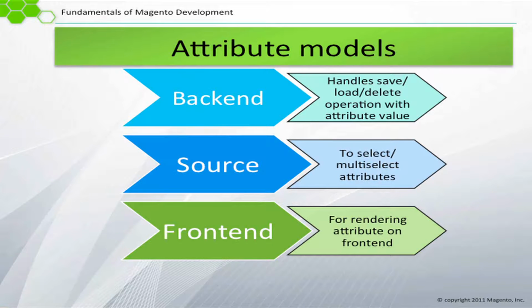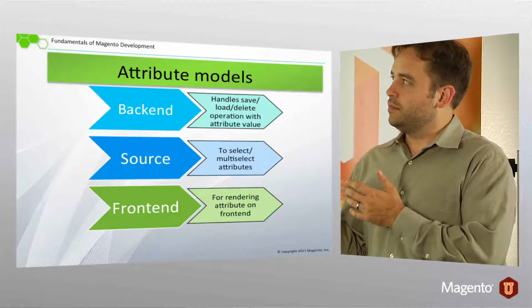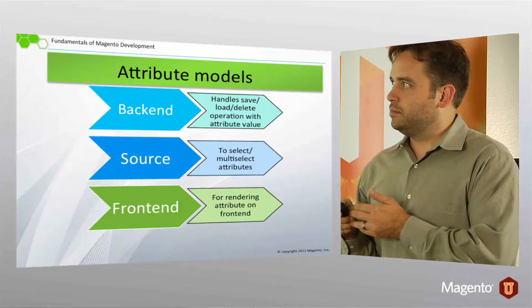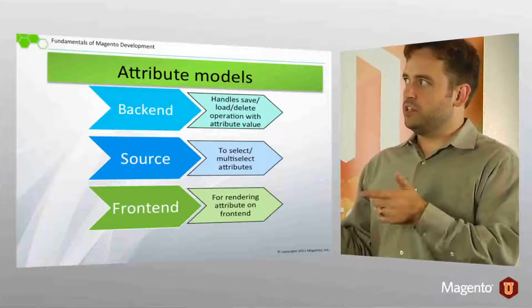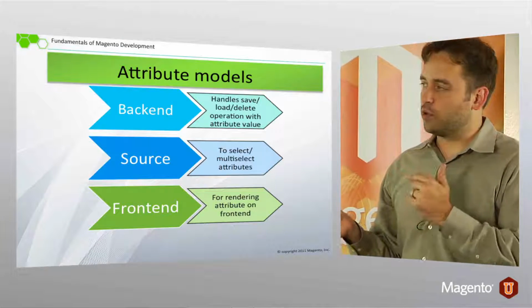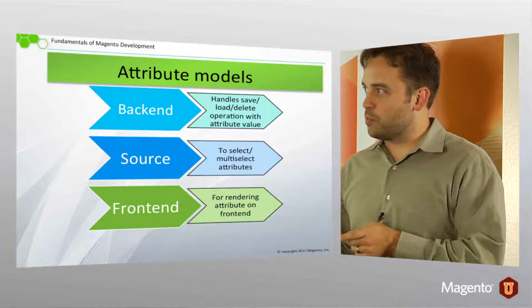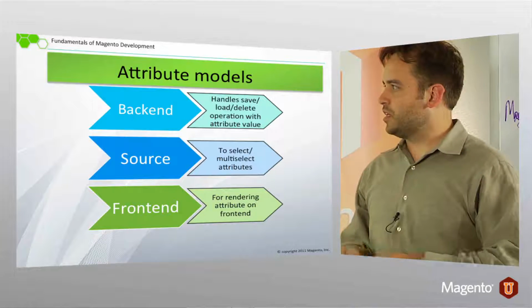Quick little note on attribute models. So, backend models: save, load, delete with an attribute value. So this is where we are going to storage, into and out of storage. Source models: select and multi-select attributes.